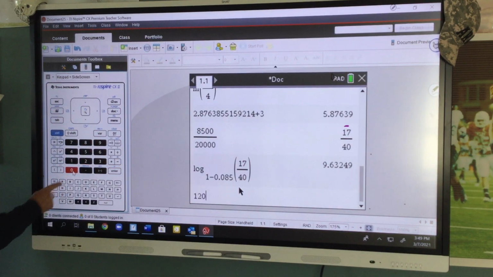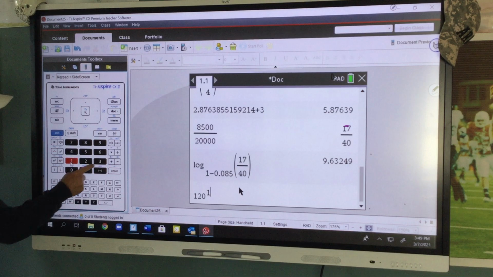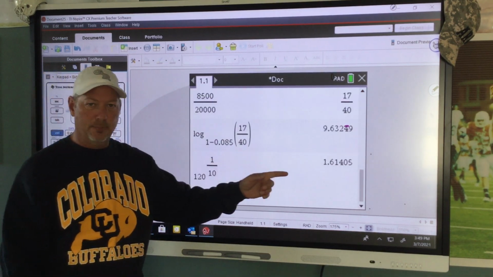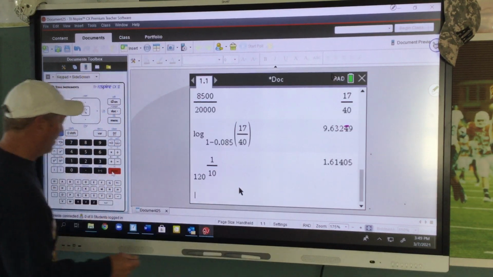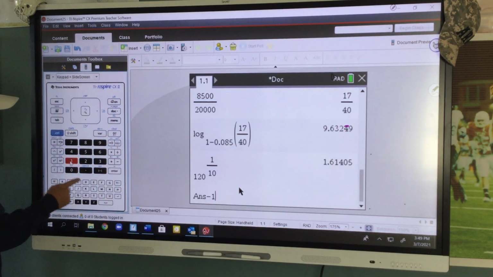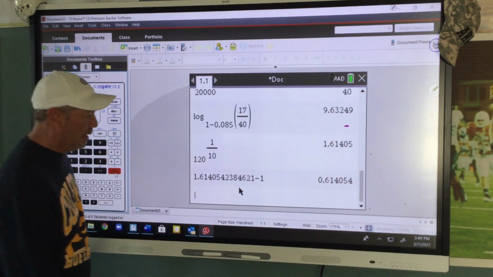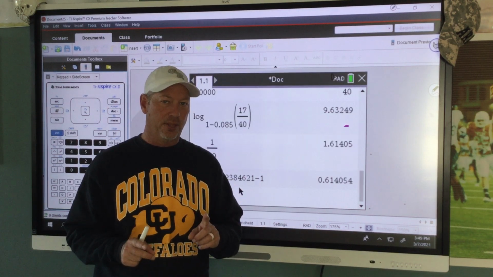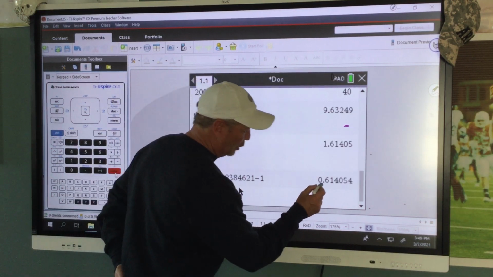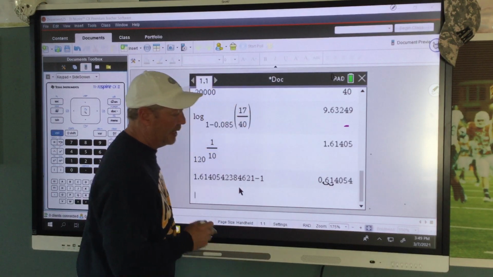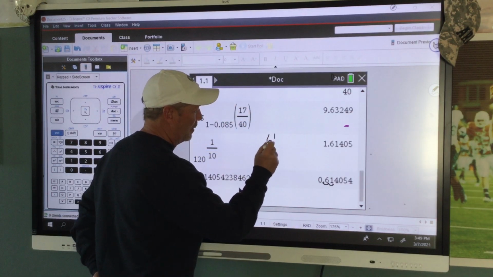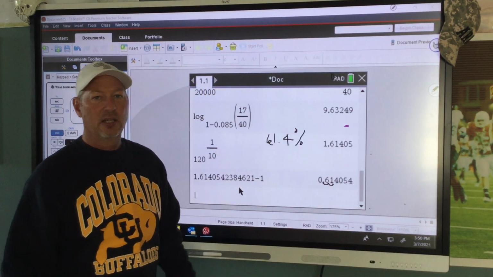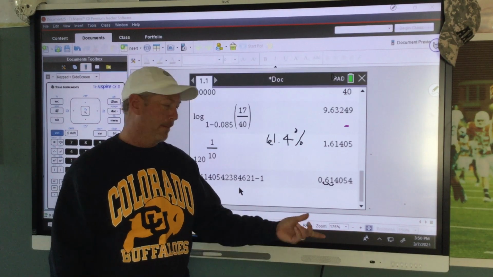All right, so on the calculator, 120 raised to 1 divided by 10. We're going to hit enter. This is my decimal. We're going to subtract 1. Minus 1. And there's my rate. But they're going to ask you to round it to a percentage to the nearest tenth. So we're going to bump this 2 times to put it into percent, and that's going to be 61.4%. They're going to ask you to write it as a percentage to the nearest tenth. Okay? So there we go.